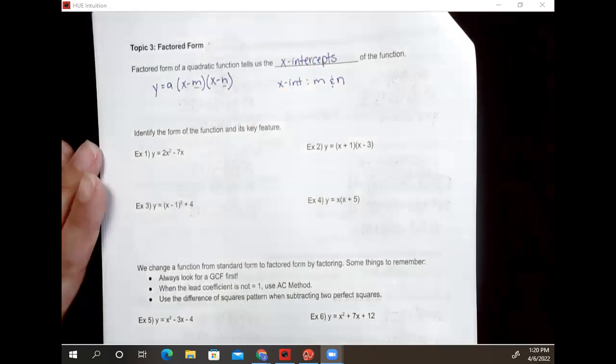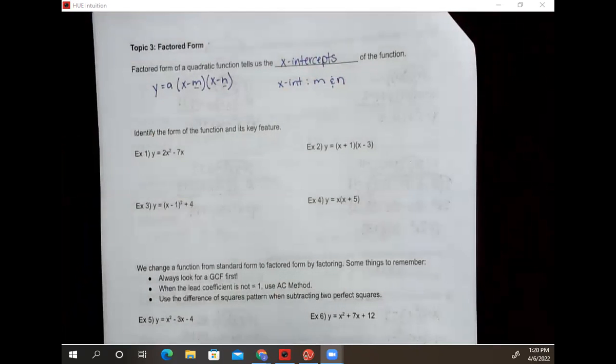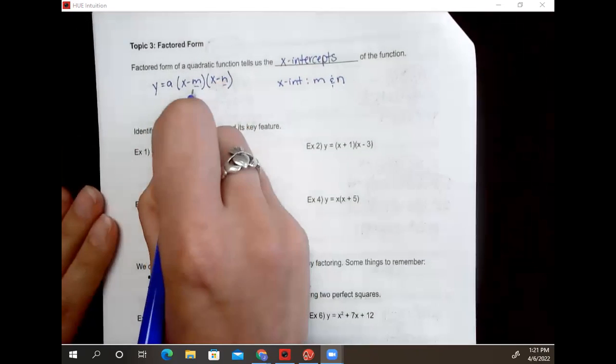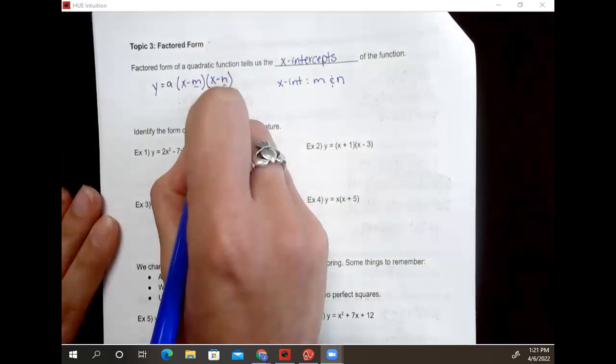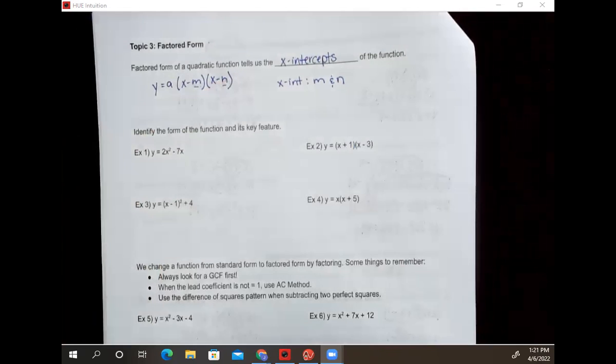Those are our x-intercepts. Just like with vertex form, when I pulled that x coordinate out and I had to swap that sign, the same is true here when I pull out my x-intercepts. So if this were x minus 2, my x-intercept would be positive 2. If this were x plus 5, my x-intercept would be negative 5. So we have to be careful with those signs.